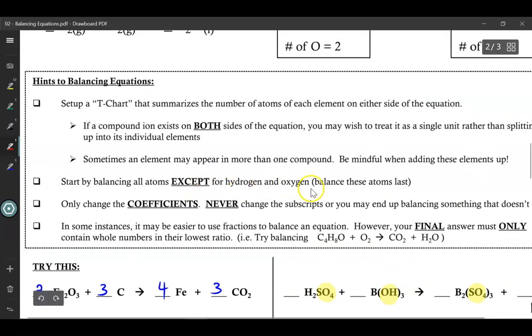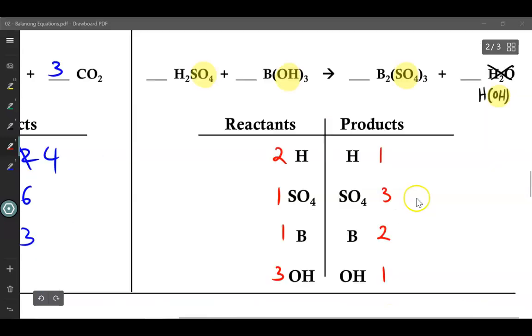Let's go back to our hint, leave oxygen and hydrogen for last. So let's balance out the sulfate. Again, I can't play around with the subscripts, I can only play around with the coefficients. I have 3 sulfates on the right, 1 sulfate on the left. Obviously I can't just delete this 3, that's a subscript, I can only play with coefficients, so I must play on this side instead. By putting a 3 here, I can recalculate, don't erase, just cross it out, and we've got 3 sulfates, so that matches up.